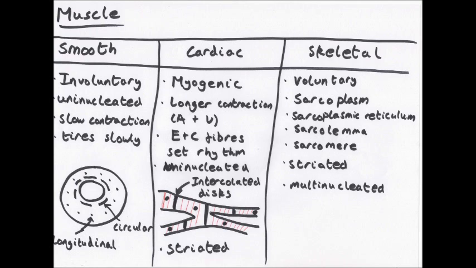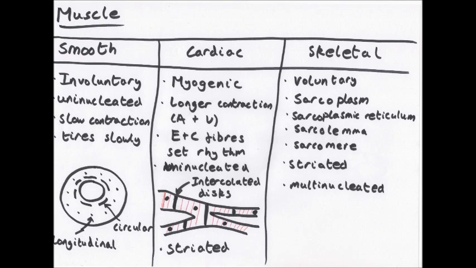This is myogenic. Now there are 3 types. There's atrial, which I've put as A, ventricular, which I put as V, and specialised excitatory and conductive muscle fibres, which I put as E plus C. So it's myogenic, meaning it can contract on its own. You don't need to start it to contract. The brain doesn't need to send a signal to make it contract. It will do it on its own accord. However, the brain can change the rate at which it contracts.